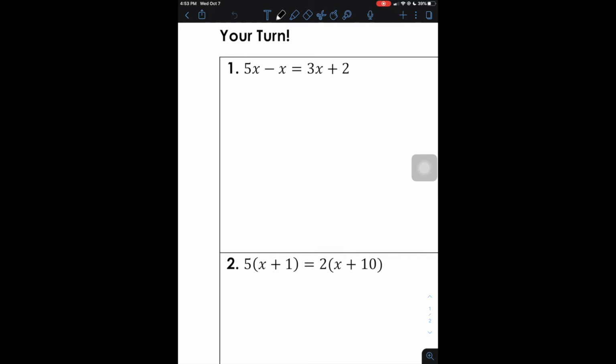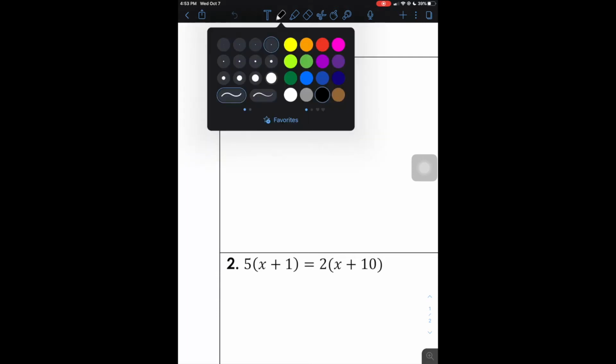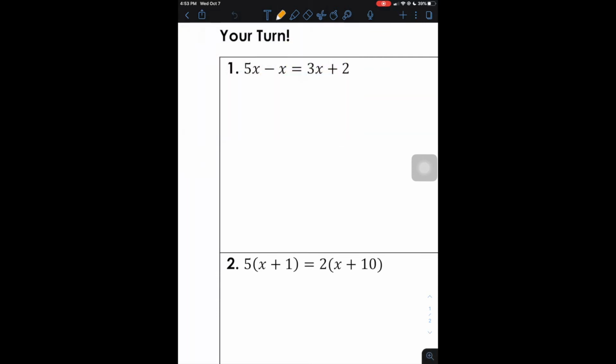So I'm gonna start with number one, and I'm going to notice that 5x minus x, those two are like terms. We can't forget the things that we've done from previous sections because there's an imaginary 1 there. So this is actually 4x is equal to 3x plus 2.